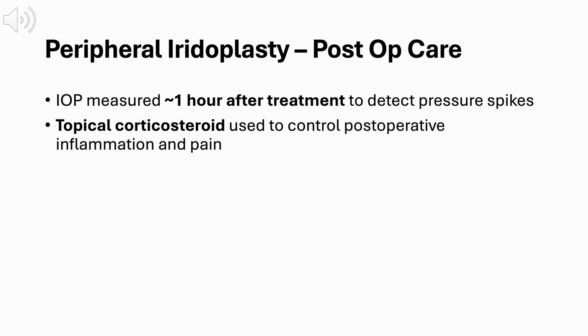Postoperative care for iridoplasty mirrors the principles we've already seen with iridotomy. The pressure is checked about an hour after treatment to catch any early spikes, especially in eyes that were already crowded. A topical corticosteroid is then used to calm the expected inflammation and reduce discomfort. Beyond that, most patients recover smoothly, and the early pressure response helps guide whether additional therapy is needed.